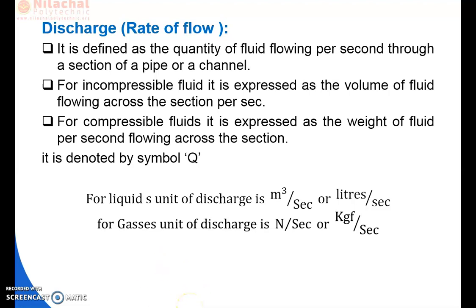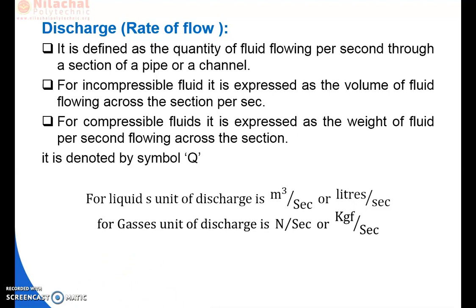Let's discuss about the discharge. In practical life, we see that liquid is flowing through a pipe. What amount of water is flowing through the pipe is required to be measured. So for that reason, the concept of discharge is formed. It is defined as the quantity of fluid flowing per second through a section of a pipe or a channel.